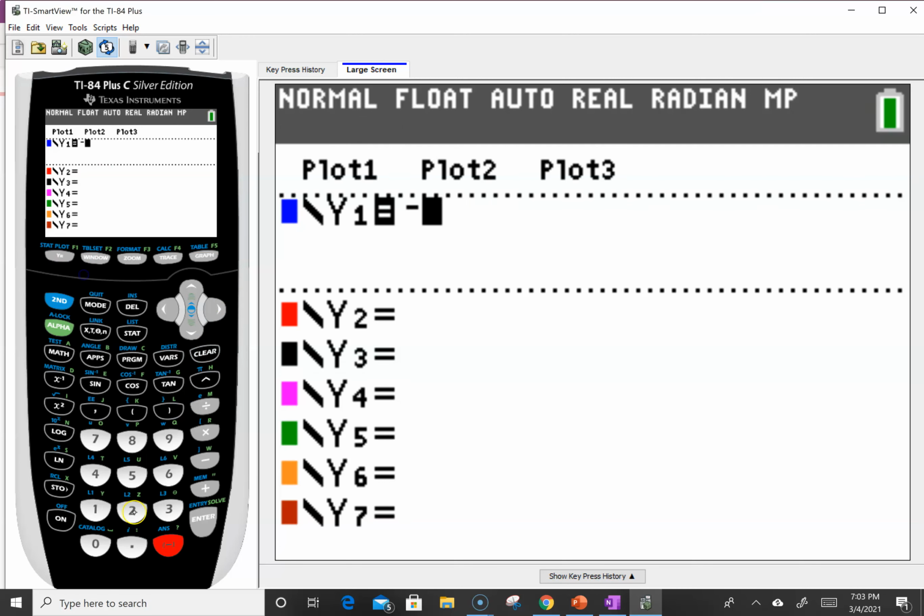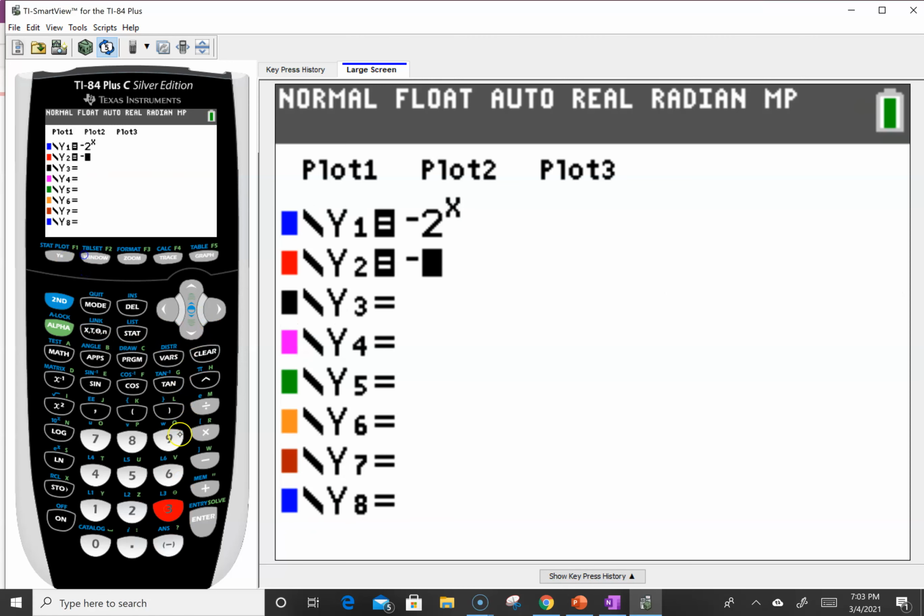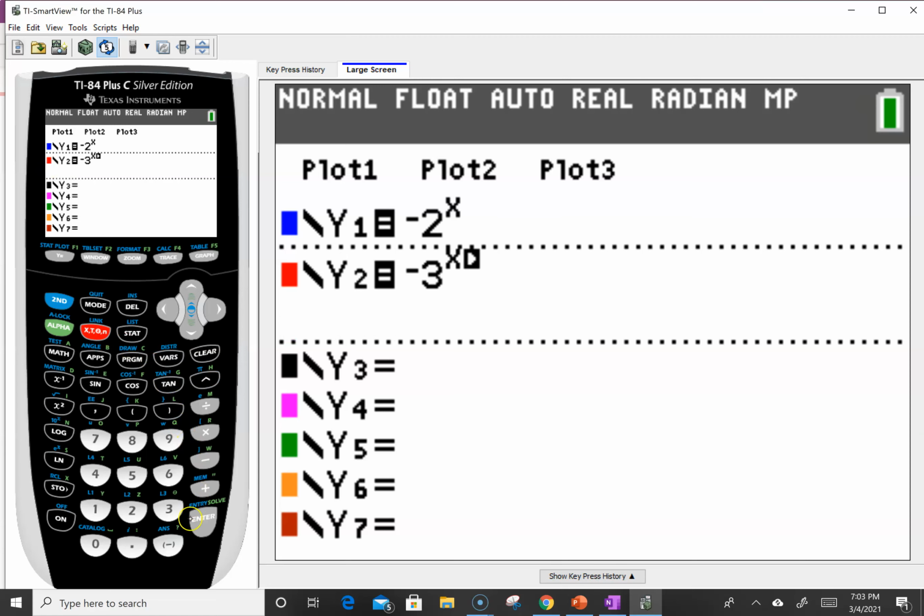So the first one I'm going to do is negative 2 to the x. Okay? And the next one I'm going to do is negative 3 to the x. Notice that when I put the negative, I use this button down here by the enter button at the very, very bottom. You cannot use a minus sign. Your calculator will give you an error.